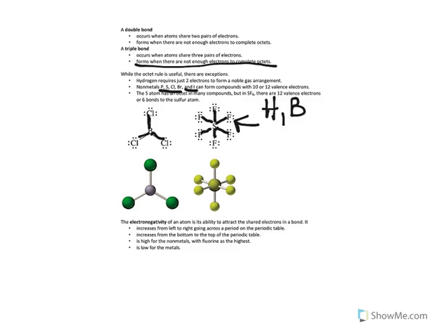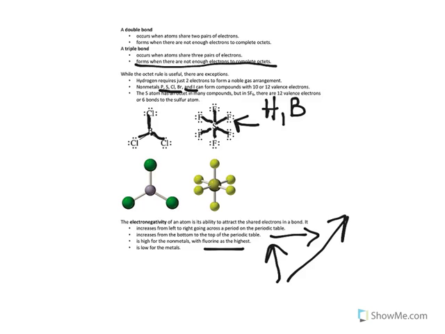The electronegativity of an atom is its ability to attract the shared electrons in a bond. It increases from left to right going across the periodic table. It also increases from the bottom to the top. So if you remember in the previous lecture, we mentioned it increases as you go up and towards the right. Electronegativity is high for nonmetals, with fluorine having the highest electronegativity, and is low for metals.